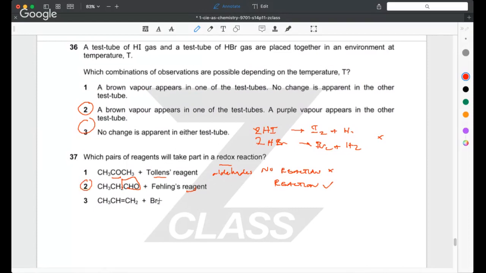And this is a redox reaction as well, because when you end up with the addition product, the bromine has gone from an oxidation number of 0 to an oxidation number of -1. So when you have 2 and 3 together, that gives you answer C, doesn't it?